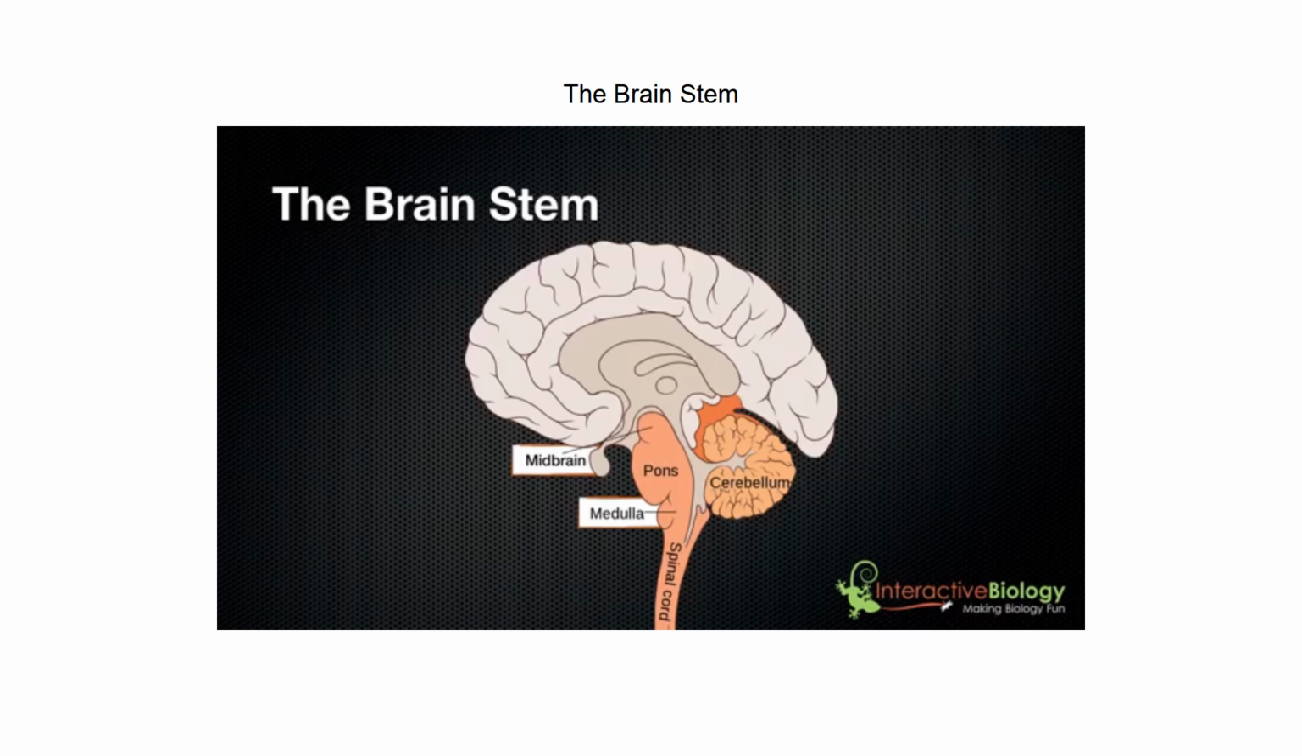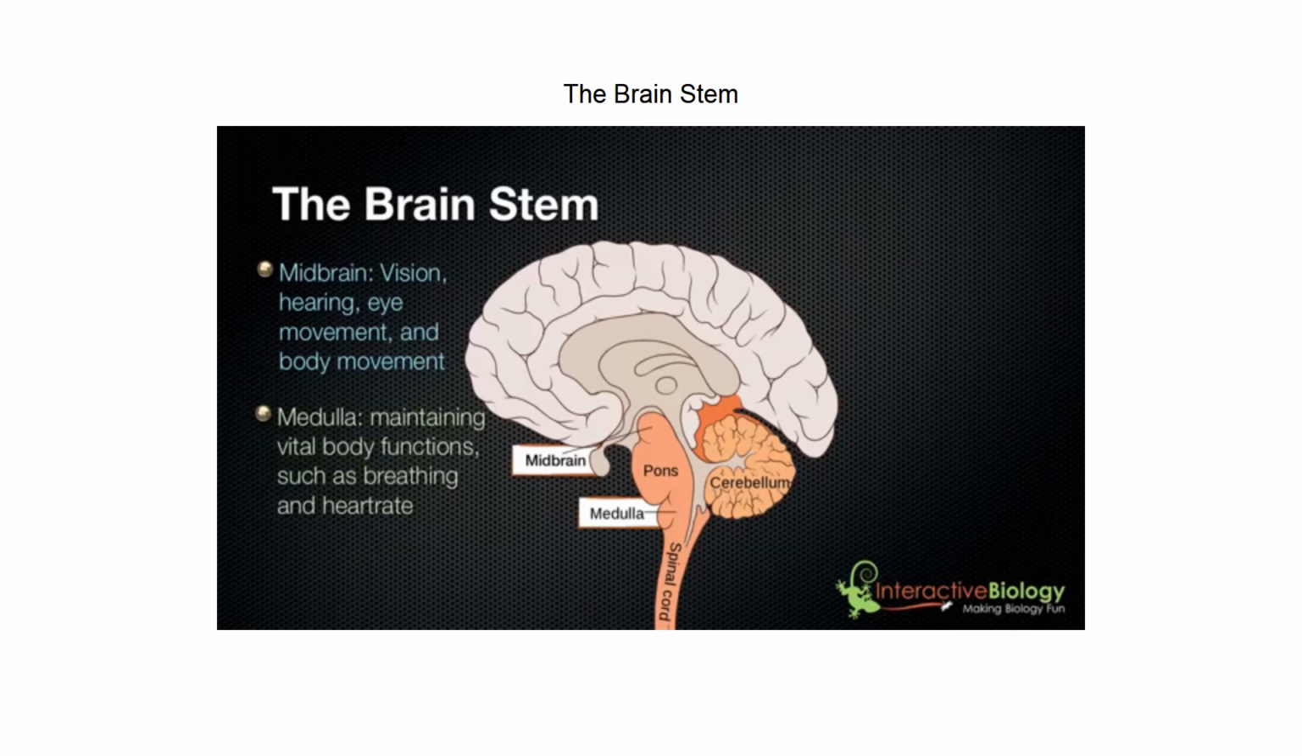Now let's look at the functions of those three parts. First, we have the midbrain, and that's involved in processes such as vision, hearing, eye movement, and body movement. Then we have the medulla, and that is involved in maintaining vital body functions such as breathing and heart rate. So you'll notice these are the autonomic processes. In other words, these are the processes that are going to happen whether you think about it or not. These are regulated by the medulla. And last but not least, we have the pons, which is involved in motor control and sensory analysis.